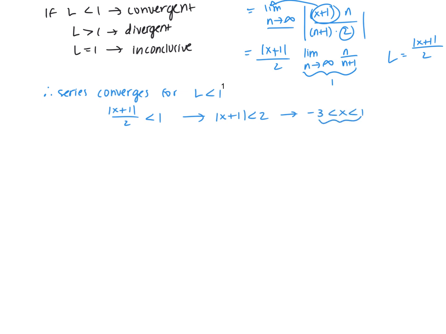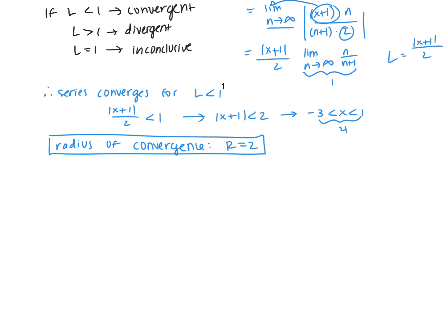Okay, so this is 4 wide, which means our radius of convergence is 2. And then our interval of convergence is -3 to 1. We're going to need to check the endpoints though. So we're going to keep going for a little bit and then we'll return back to this interval of convergence to check the endpoints.